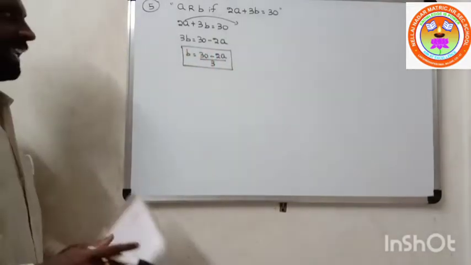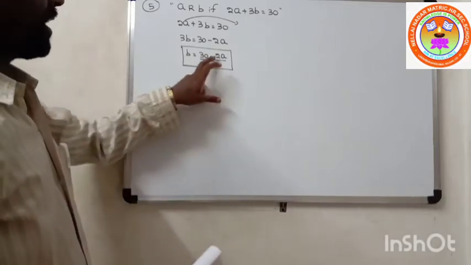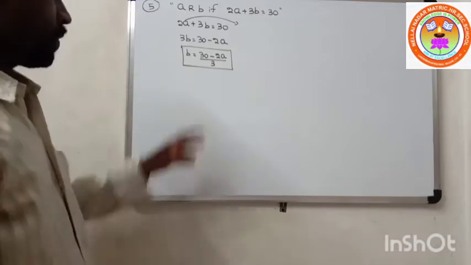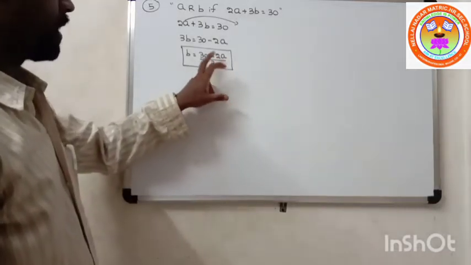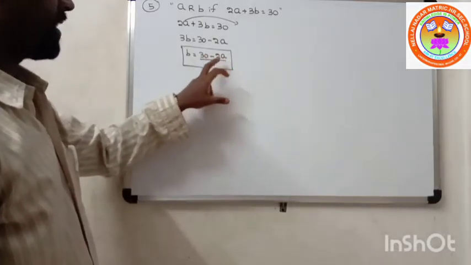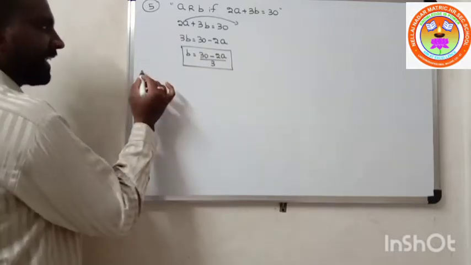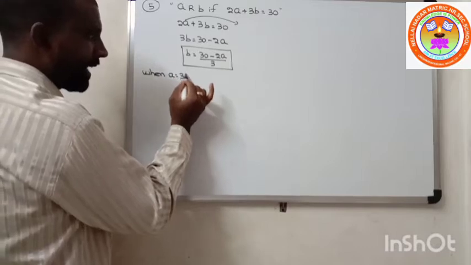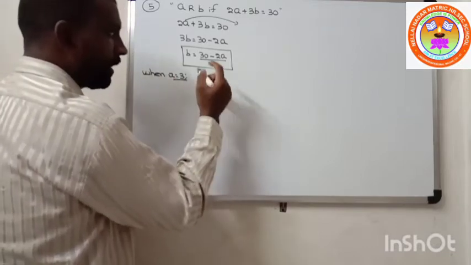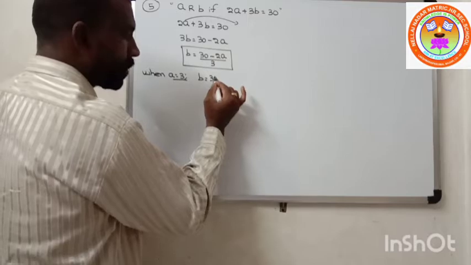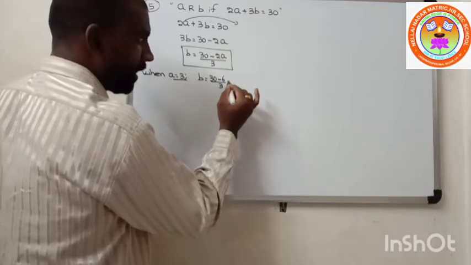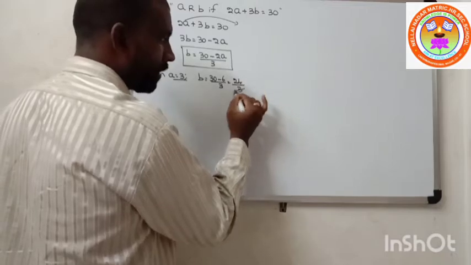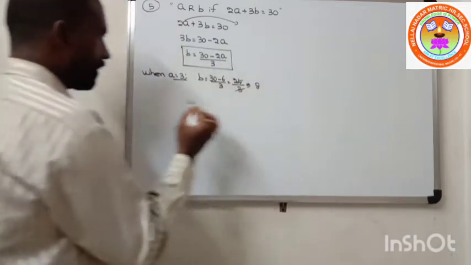Now, first when A equal to 1, 30 minus 2, 28, fraction coming. A equal to 2, 2 2s are 4. 30 minus 4, 26 by 3, fraction coming. When A equal to 3, B equal to 30 minus 2 3s are 6 by 3. So 24 by 3, so 8.